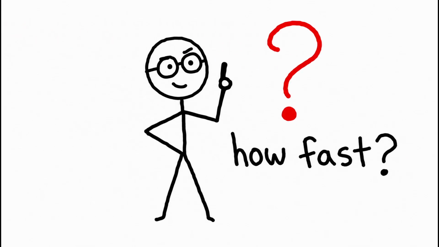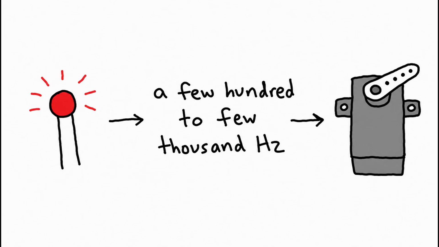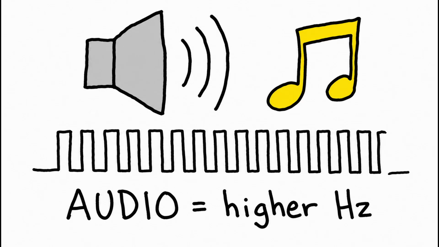Now here's a question smart people ask. How fast is the switching actually happening? That's the PWM frequency, and it matters a lot depending on what you're driving. For an LED or a servo motor, a few hundred to a few thousand hertz is plenty. For audio applications like generating a tone, you need much higher frequencies.